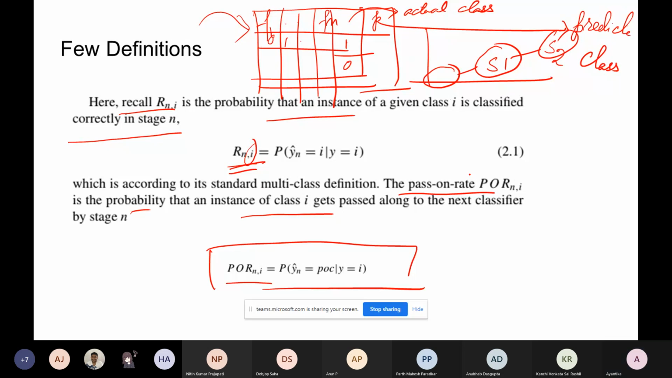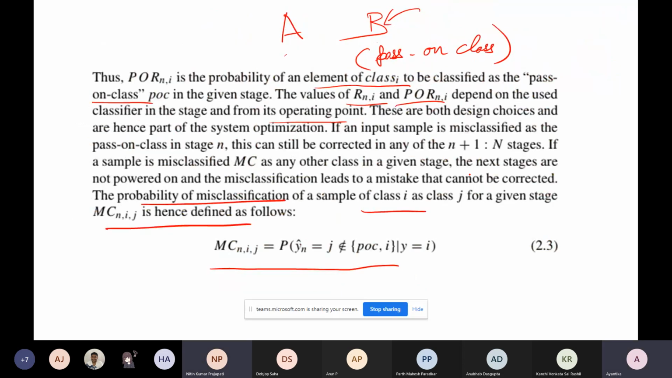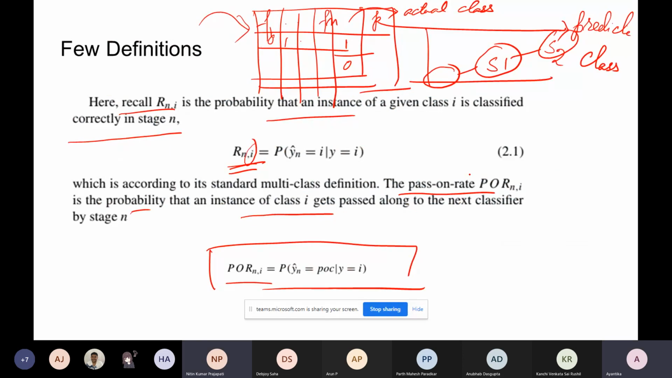Is it clear? Yes, ma'am. Any more questions? Any other question? No. Okay. Yes, tell me.